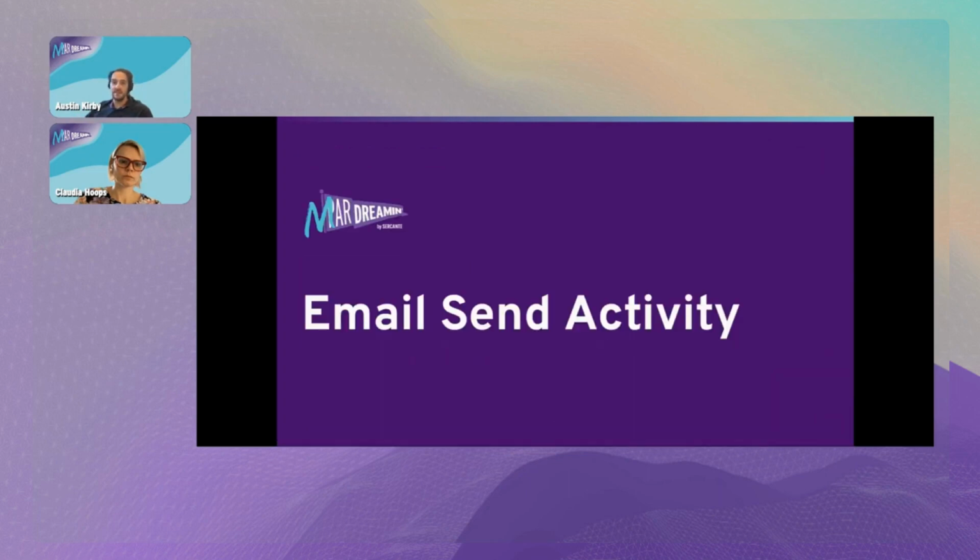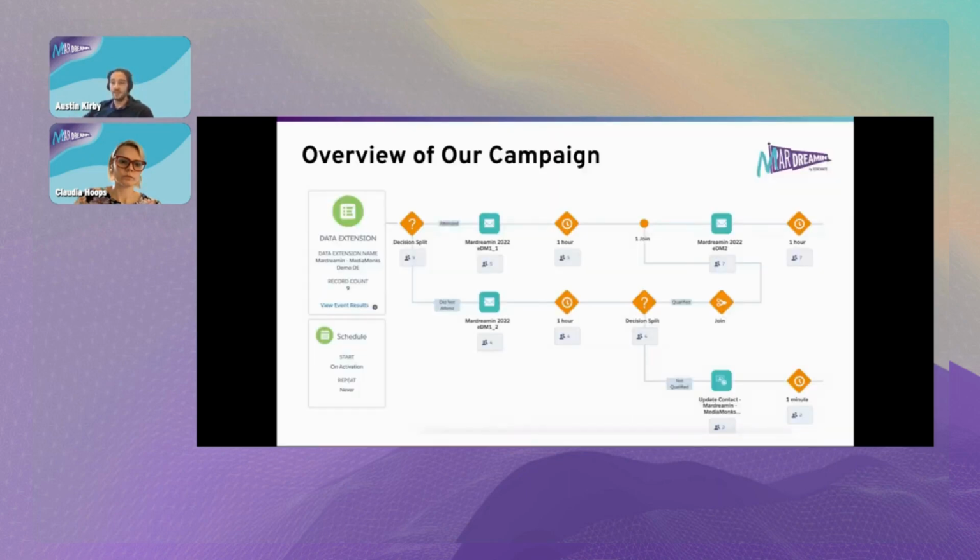So the email send activity. Now, before we jump into the email send activity, you saw our Journey Builder campaign that we were just showing you before. To give you a bit of context around what we've built out for this webinar, we've essentially built a journey to capture attendees to this session. So you can see we've got our data extension dropping records into the journey. We then have a decision split that is listening for whether someone has attended the session or did not attend the session.